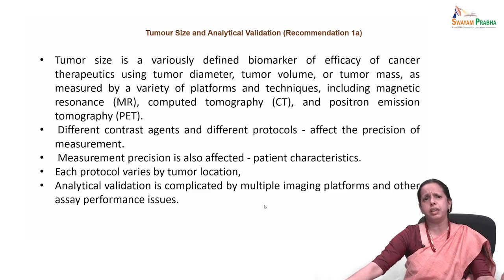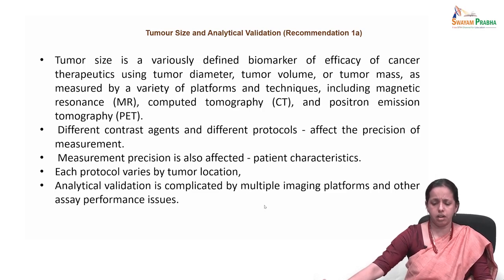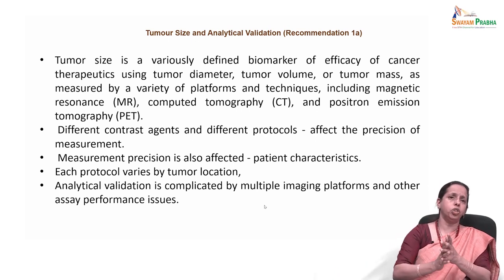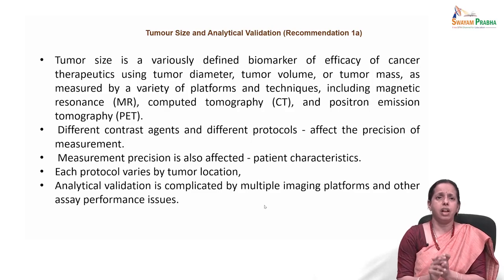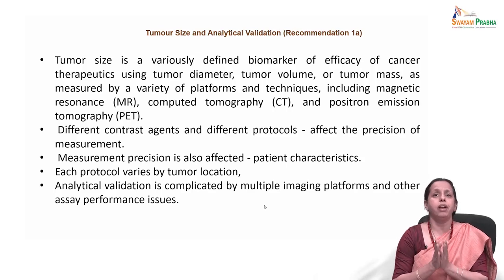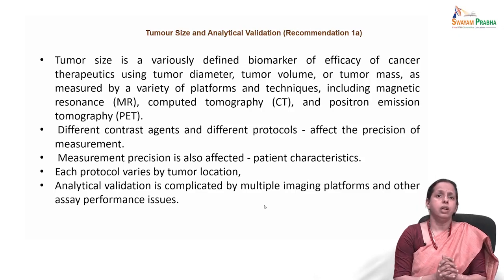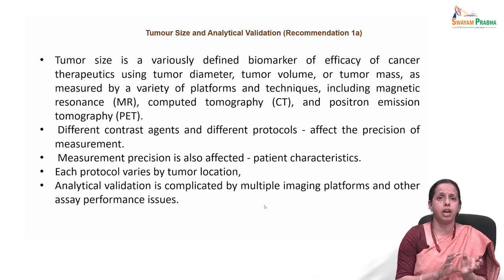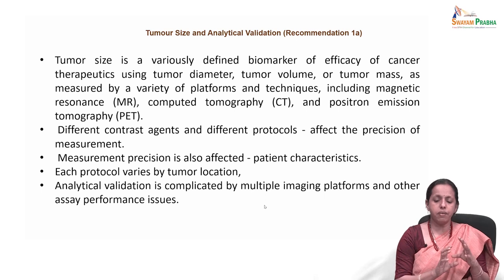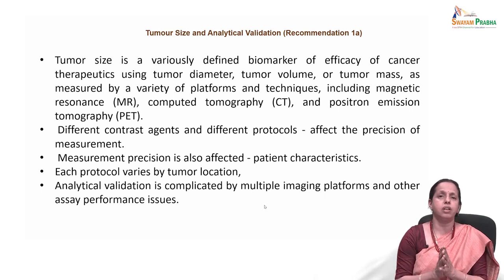One more simple screening methodology, according to the recommendations, is the tumor size. Suppose you have a larger tumor size in your PET CT or in your MRIs or CT scans. It is the first thing you define, a defined biomarker. First biomarker, I'll tell you what exactly the definition of a biomarker is. You talk about the tumor size, tumor diameter, tumor volume, tumor mass. There is a first defined biomarker for the efficacy of your therapeutics.